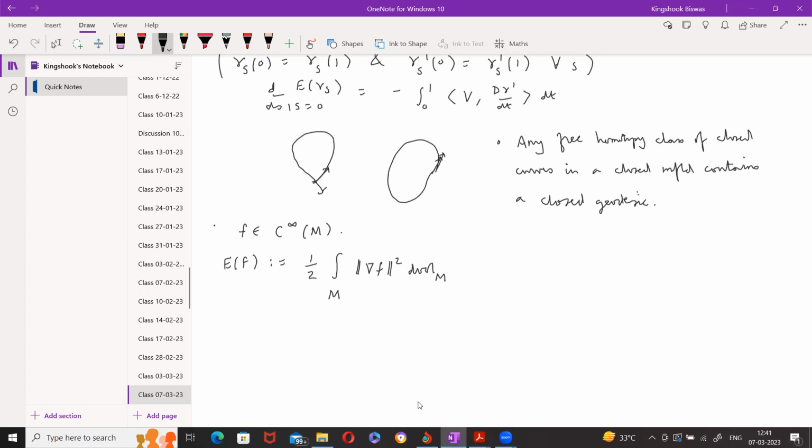So for simplicity, let me assume that M is closed, so compact without boundary, and oriented. Okay. So then we have a volume form. This integral will be finite because M is compact and f is smooth. So this is the energy of a function.